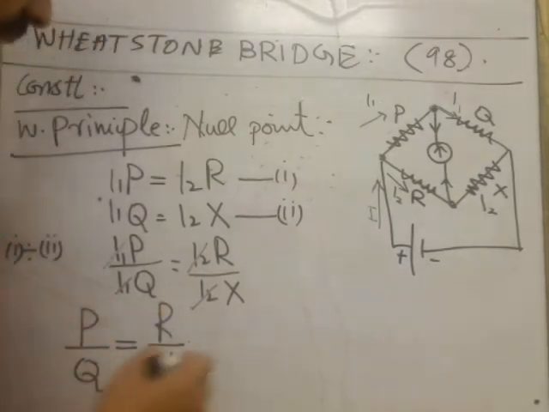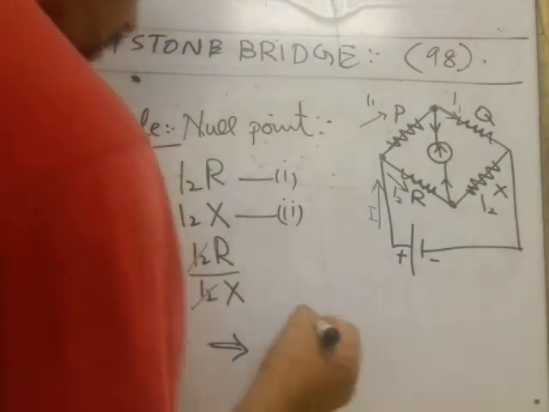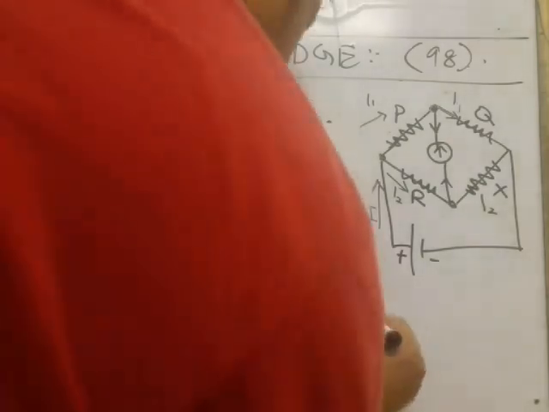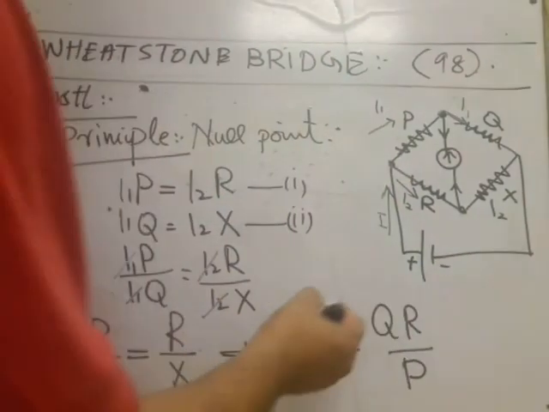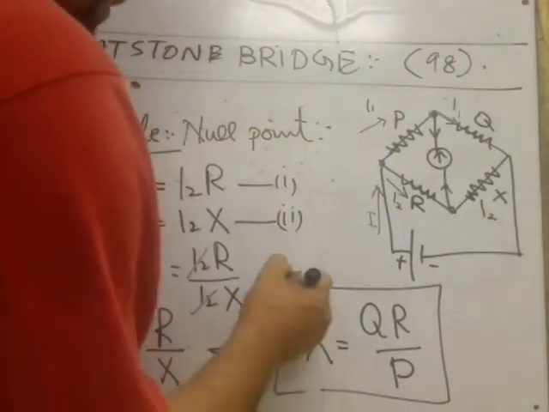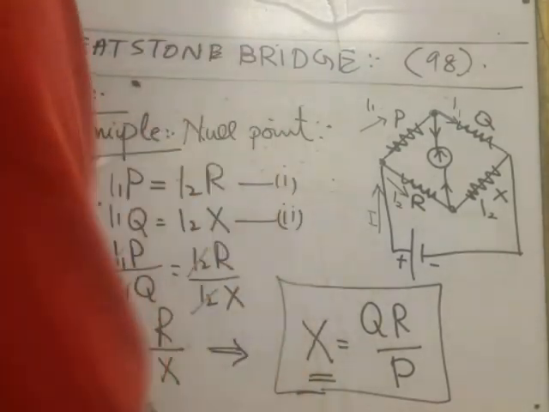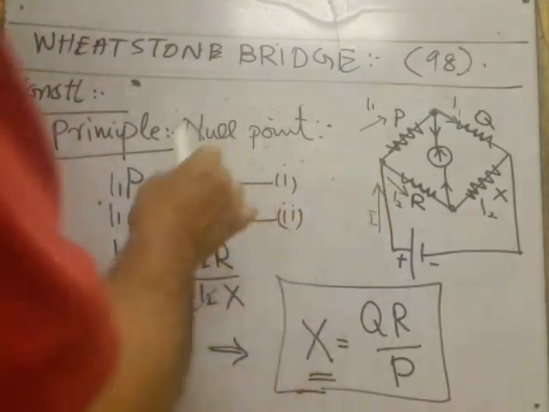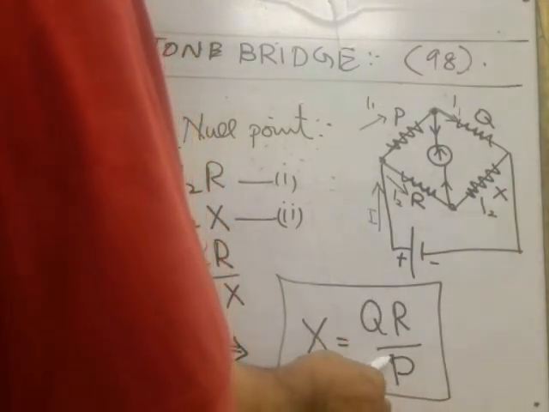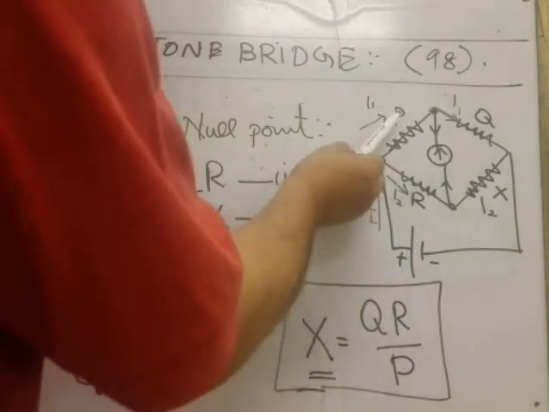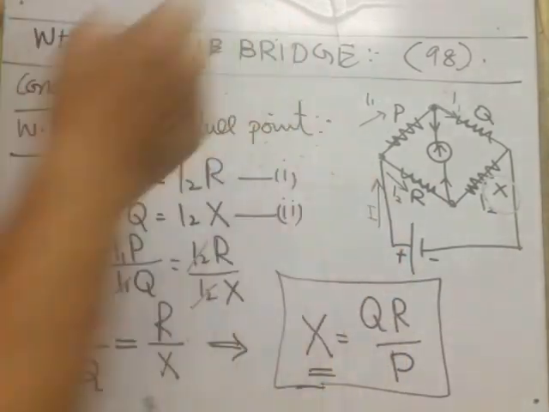From this equation, finally we have X is equal to QR divided by P. This is the relation which is basically used to find the value of the unknown resistance X. In this experiment, we must know the values of Q, R and P. If we know the values of P, Q, R, we can find the value of X by the use of the Wheatstone Bridge.